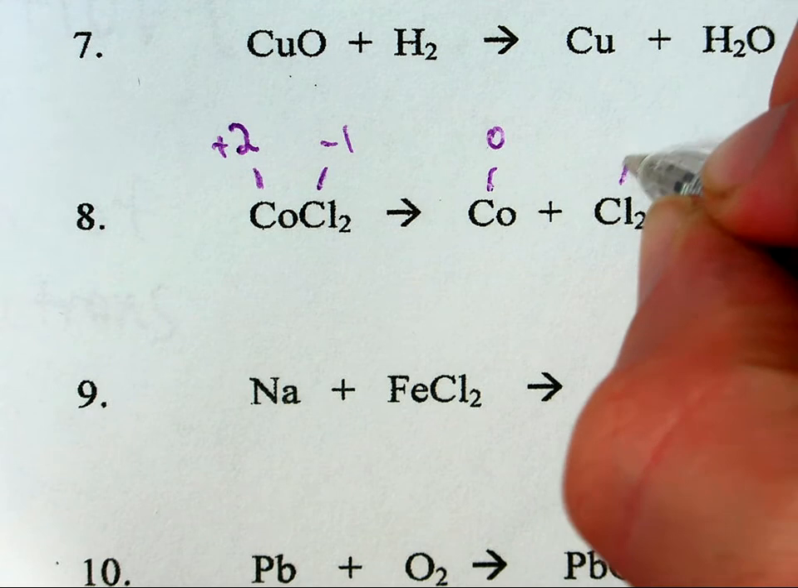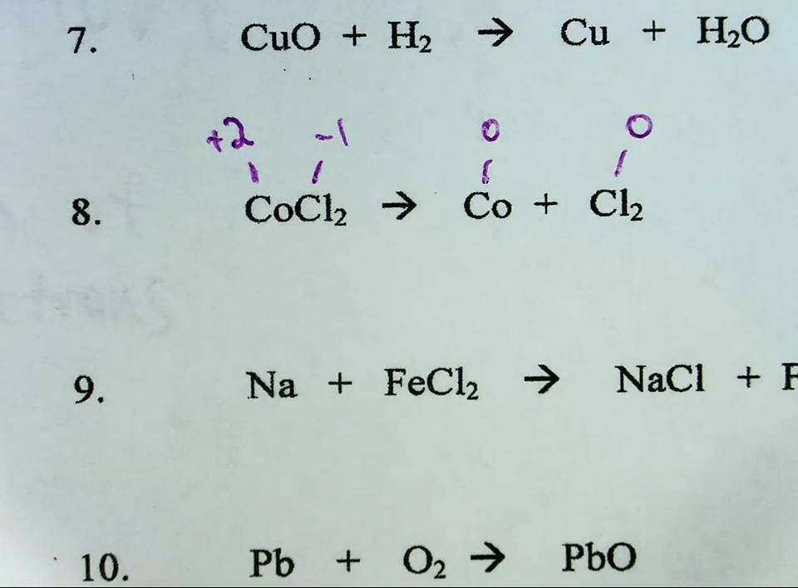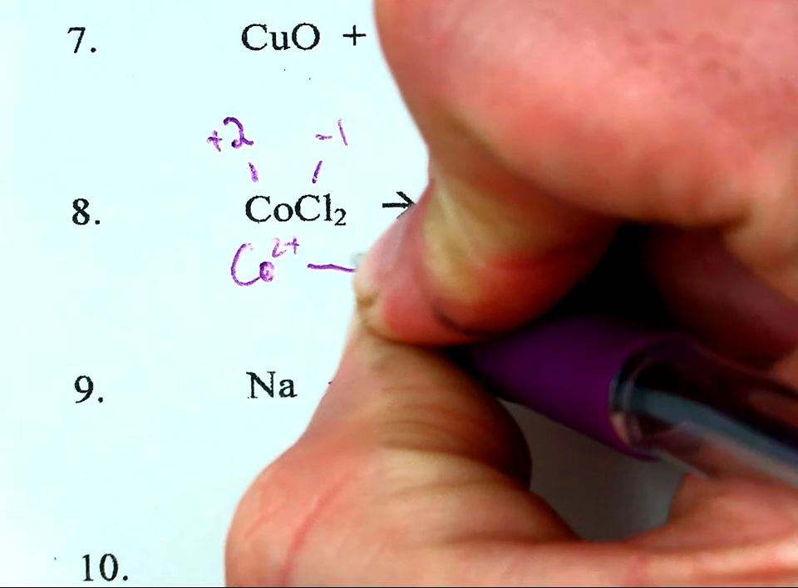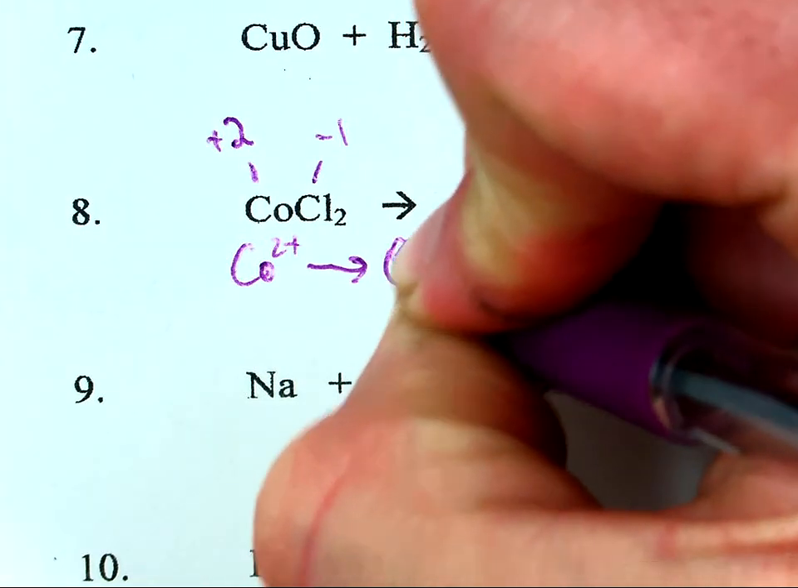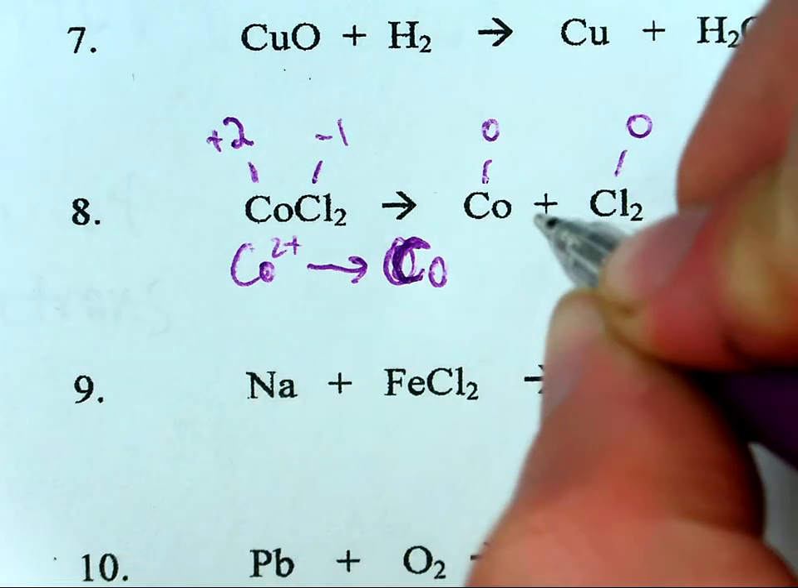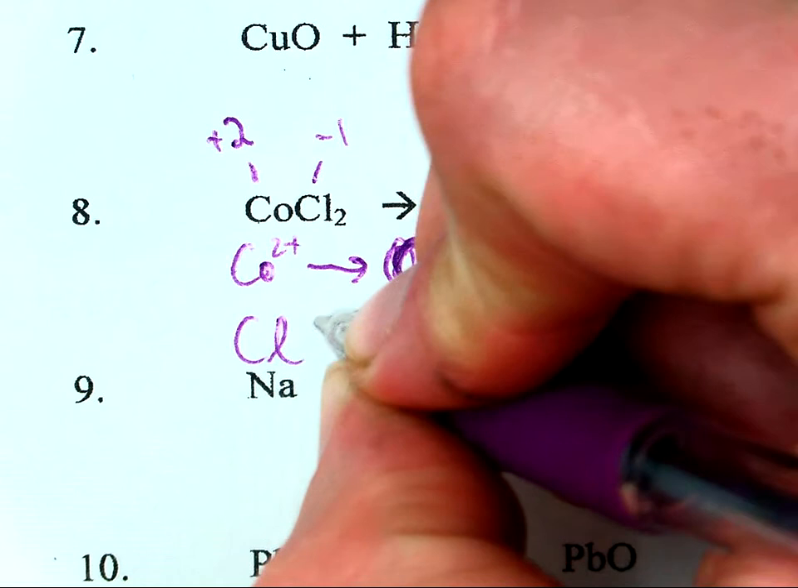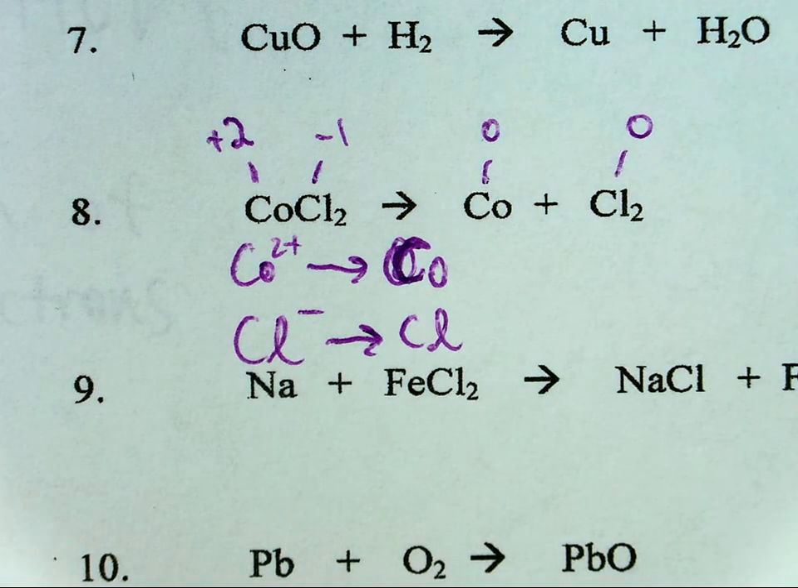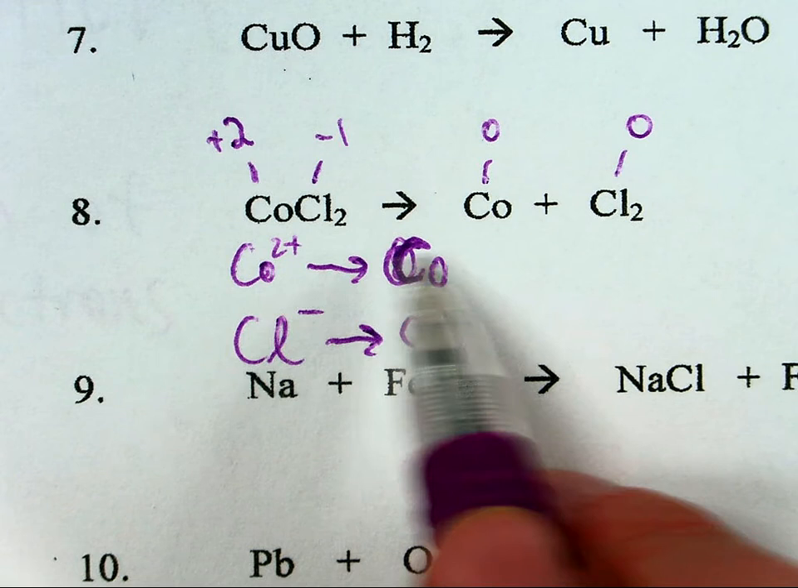So here we're looking at cobalt with a 2+ charge becomes cobalt, that's neutral. Oops, that's not a C. Okay, cobalt, that's neutral. And chlorine with a minus charge becomes chlorine, that's neutral. Well, heck, how does it lose its positive charge? You have to add negatively charged electrons to make this happen.